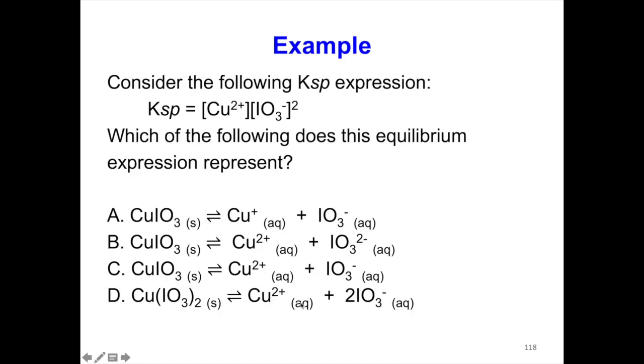Consider the following Ksp expression. Let's say the Ksp expression is equal to the concentration of Cu2 plus times the concentration of IO3 minus to the power of 2. Which of the following does this equilibrium expression represent? From the Ksp expression, there is 1 mole of Cu2 plus and 2 moles of IO3 minus. So the answer is D.